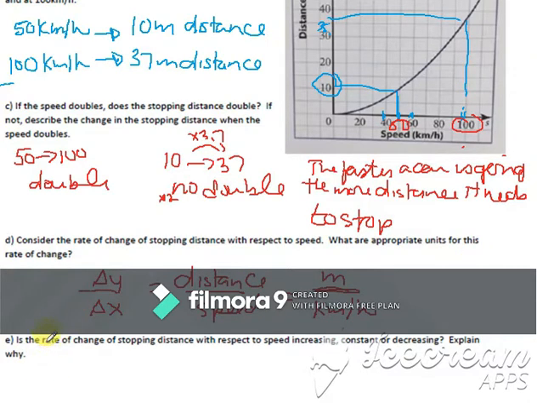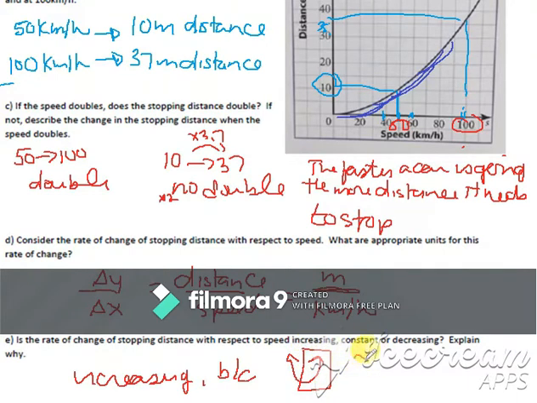Okay, is the rate of change of stopping distance with respect to speed increasing, constant, or decreasing? It's definitely increasing because we can see this right here. This is a growth. I know that we're talking about quadratic models. So this is either quadratic, where it goes like this and we're only talking about the right-hand side, or exponential. So it doesn't increase like a line, but it increases at a non-constant rate.